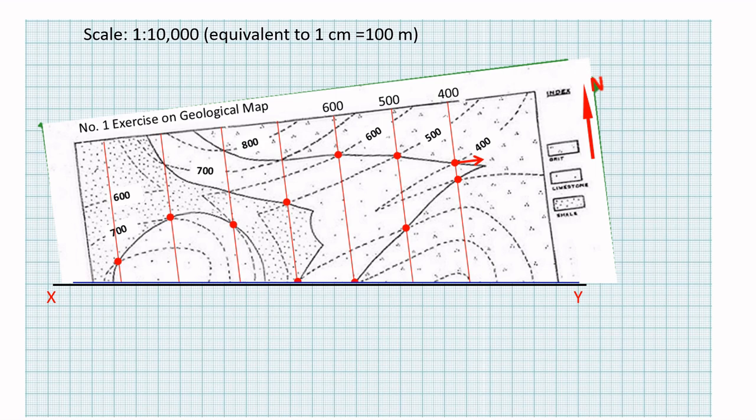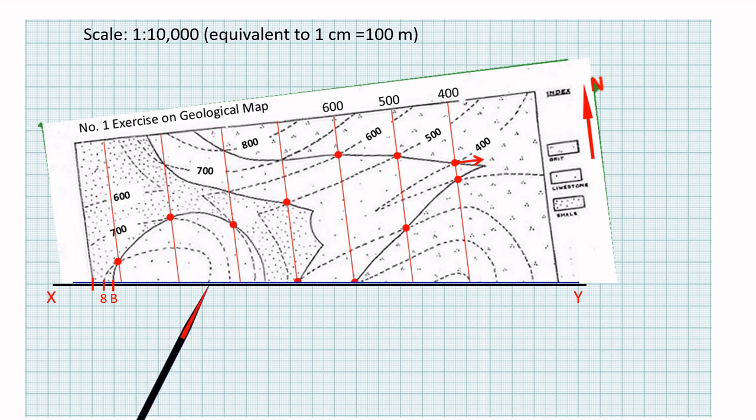Here, this is the point where the XY line intersects the left boundary of the map. Mark it. Next is the point where the XY section crosses the 800-meter contour. Label this point as I. The next one is the point where the XY line crosses a bedding plane. Label this point as B.